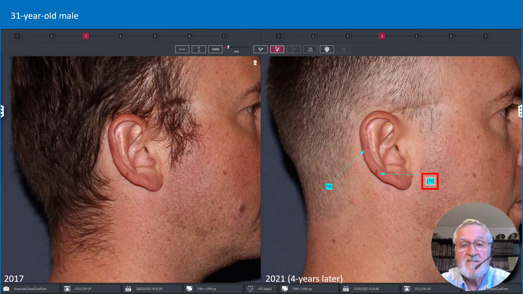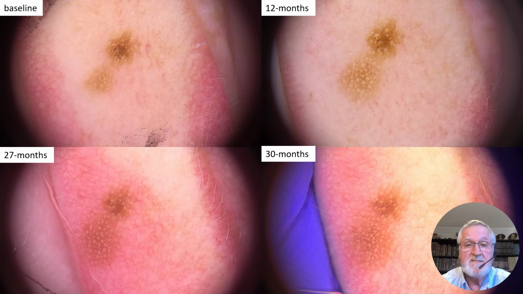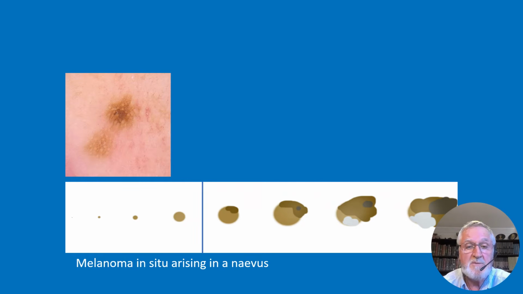Here we have a lesion on the right ear of a young man, age only 31. At the 4-year repeat total body photography image, you can see there's a very small change. And this is detected, and we have decided to monitor it. You can see at 12 months, the top part is the same, the bottom part is enlarged. At 27 months, that's progressed, and at 30 months we excised it, and it was a melanoma in situ arising in a nevus.